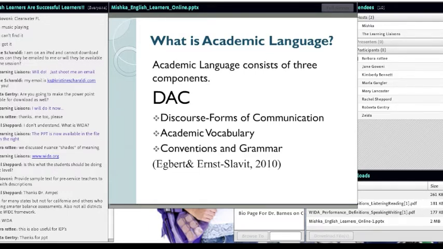Okay? So in order for students to obtain that academic language, they have to have these 3 components. Very important. Think about it. If they do not know academic language, they will not be able to communicate in the classroom. And communicating in the classroom is very important, because that's how they learn and understand text.